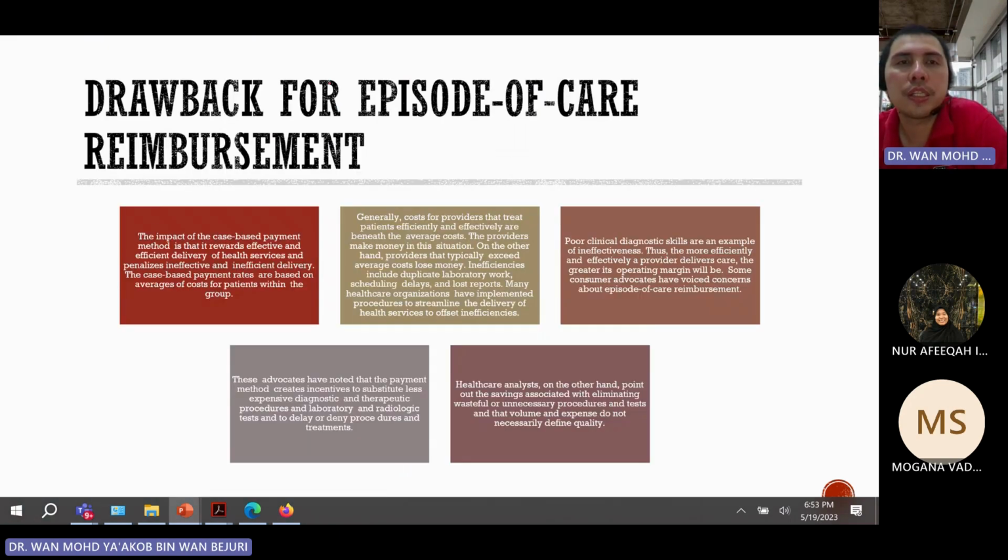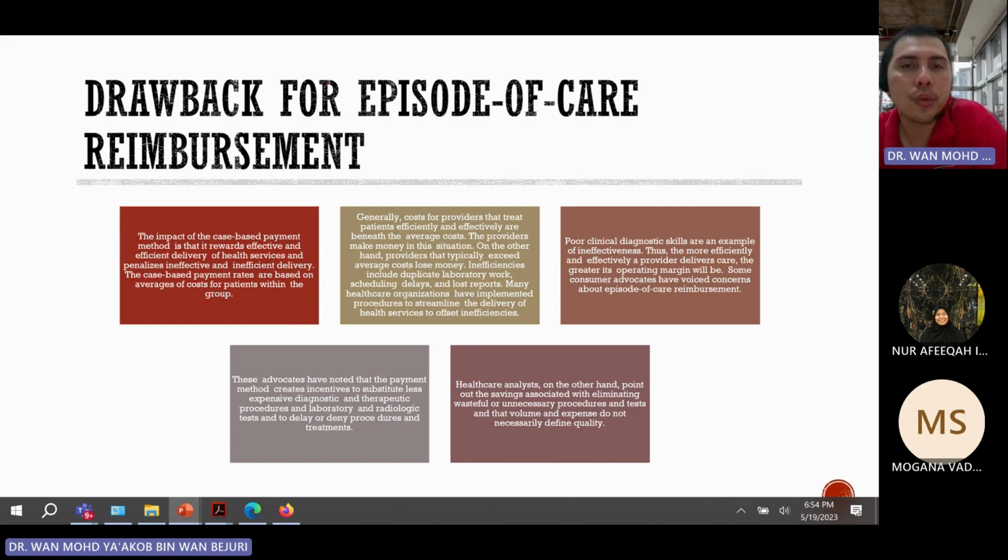Okay, so this is the drawback for episode of care reimbursement. Basically, the impact of the case-based payment method is that it rewards effective and efficient delivery of health services and penalizes ineffective and inefficient delivery. The case-based payment rates are based on the average cost for patients within the group. Generally, the costs for providers that treat patients efficiently and effectively are beneath the average cost, so the provider makes money in this situation. On the other hand, providers that typically exceed the average cost lose money.